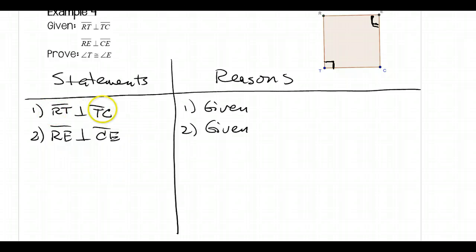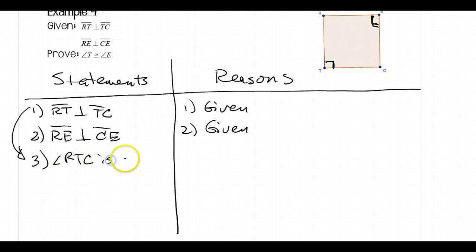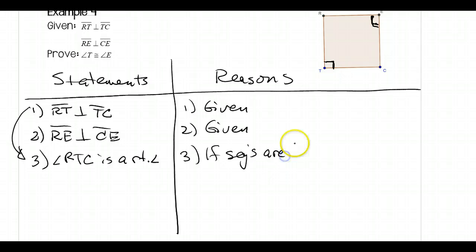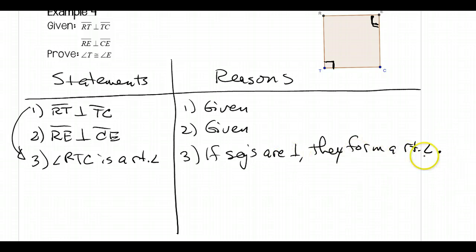So again, we know that when segments are perpendicular, they form a right angle. So I can say from the first given that angle RTC is a right angle, and I'm going to use my definition of perpendicularity. If segments are perpendicular, I'm going to write a slightly different form here, which feel free to use. They form a right angle. So instead of saying they intersect at a right angle, you could just say they form a right angle. That's perfectly acceptable.